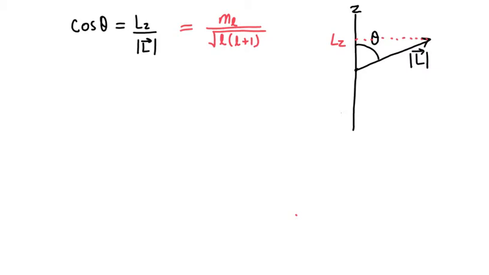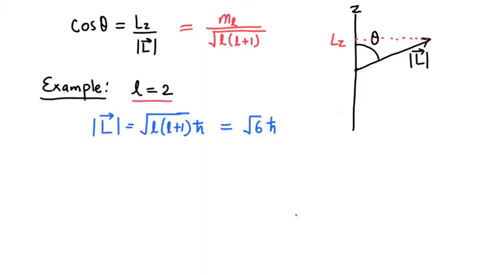Now let's look at a special case, an example, when l is equal to 2. We will find the values of the two quantum numbers, the magnitude, and also the angular momentum component along the z-axis. The magnitude of the angular momentum vector is given by this formula. It comes out to be square root 6 h bar.